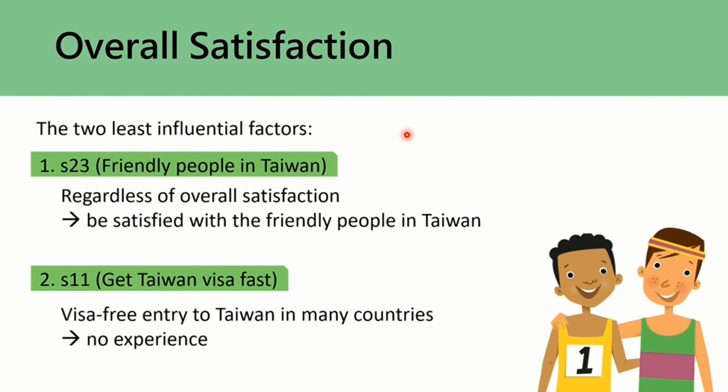Here are 2 least influential factors. The first one is S23, friendly people in Taiwan. Regardless of overall satisfaction, people are satisfied with the friendly people in Taiwan. The second one is S11, Get Taiwan Visa Fast. Because of visa-free entry to Taiwan in many countries, most people have no experience.